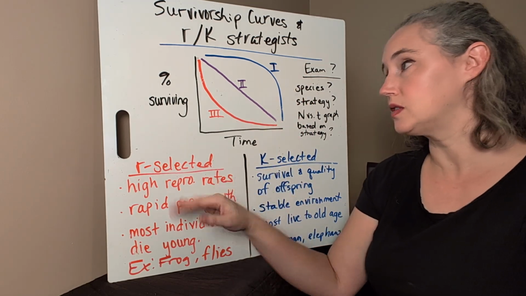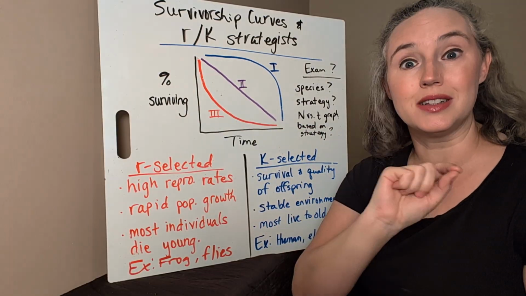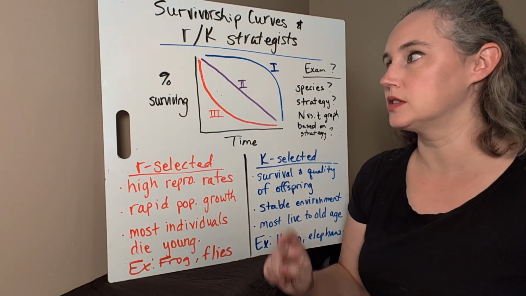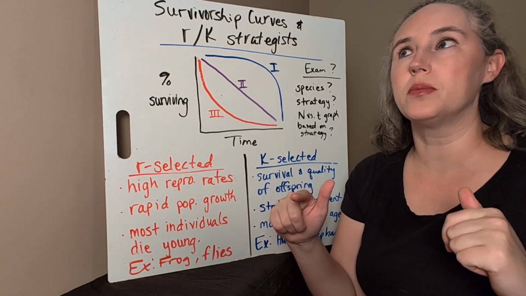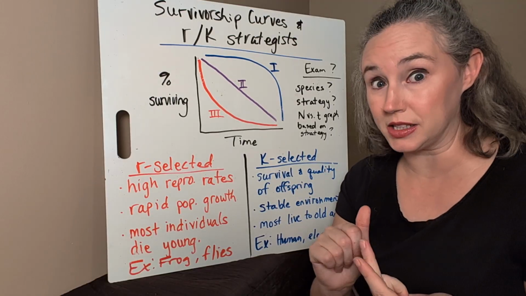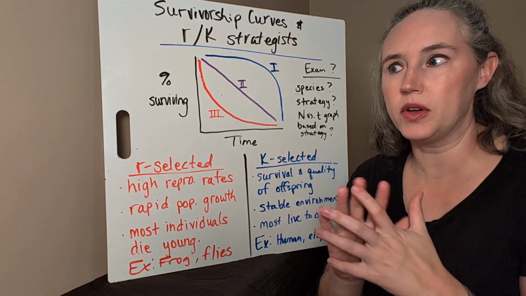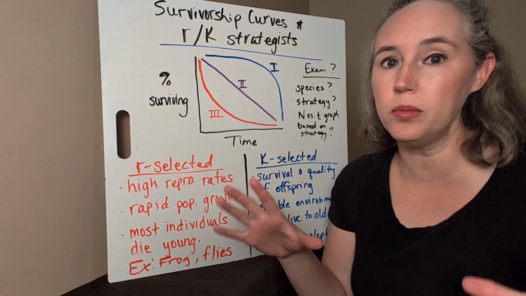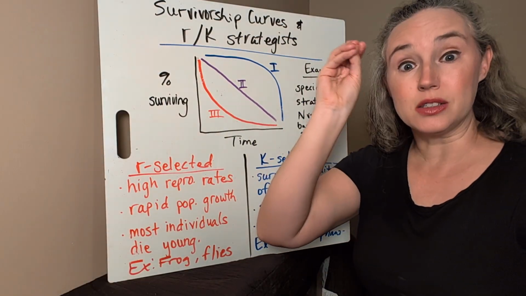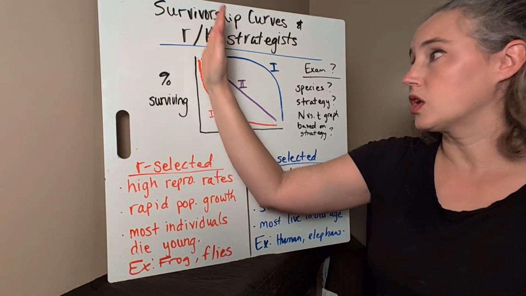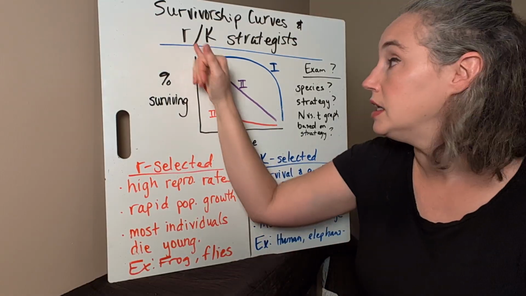Now, R-selected species, that's another name for our Type 3 strategists. If they're a vertebrate, they're going to be ones that have external fertilization. So frogs, fish, your amphibians and your fishes, right? They make way more eggs than will ever actually survive. So the percent that survives is very low. You have this big drop before they're probably even old enough to reproduce.